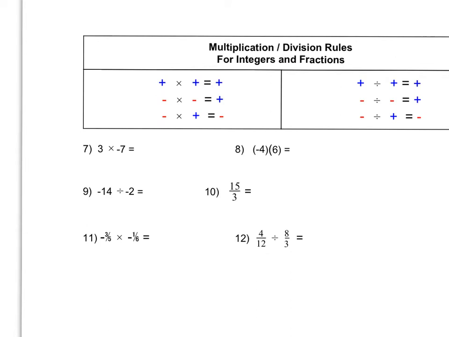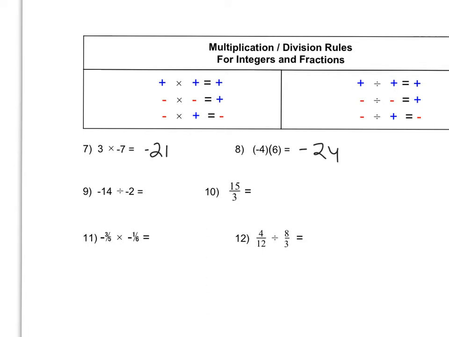For integer multiplication and division, as well as fraction multiplication and division, when you have positives and negatives, the rules are a little bit more simple to follow. Number 7, when you have a +3 and you're multiplying by a -7, your answer is going to be -21. We're just using the rules from the table. For problem 8, -4 times +6 is -24.